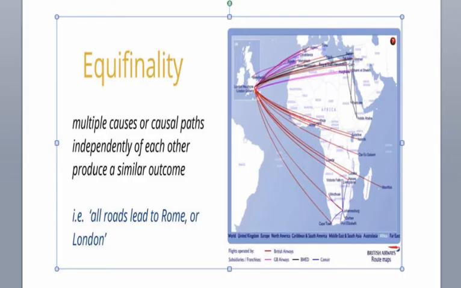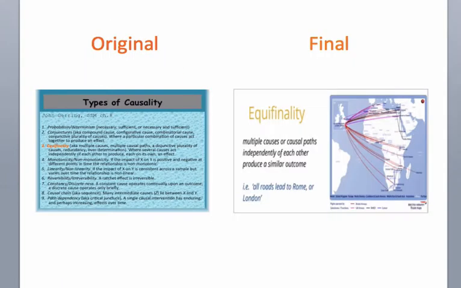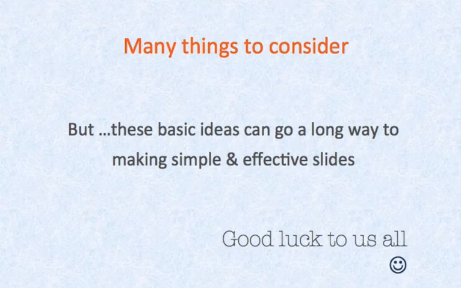And it makes the person roam around the slide to slowly digest what it is that's being said and to try and burn that into their memory. So here we have the original slide on the left with the long list of types of causality. And on the right-hand side, we have the final version. There's many things to consider when making slides, but even these few basic ideas, I think, can go a long way for us to make more simple and effective slides. So with that, good luck to us all.